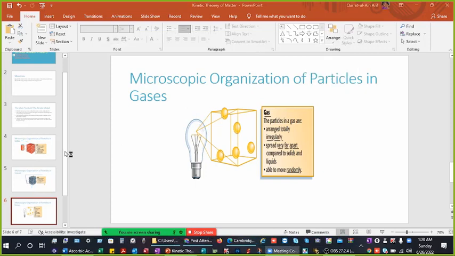So this is about how kinetic particle theory explains the changes in the states of matter.